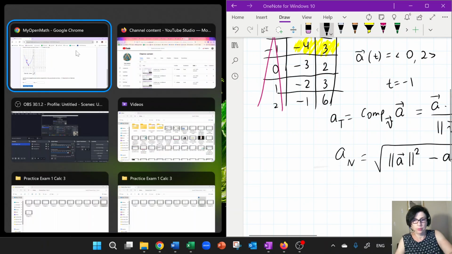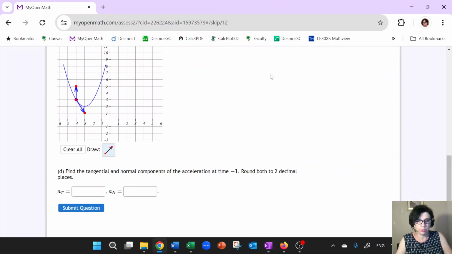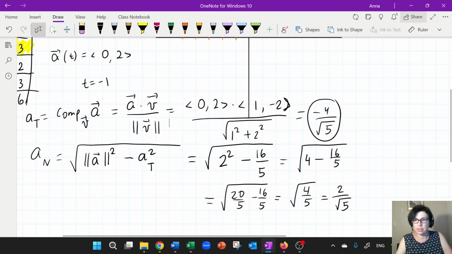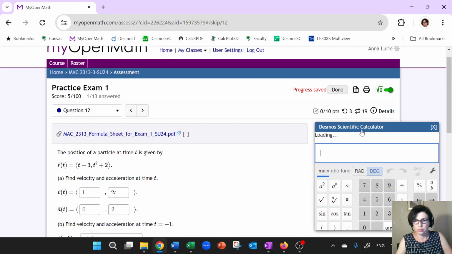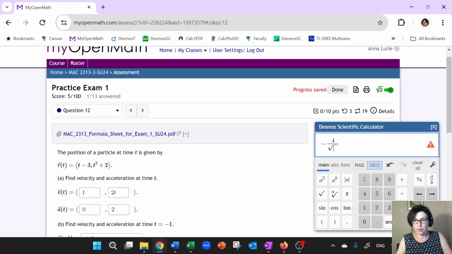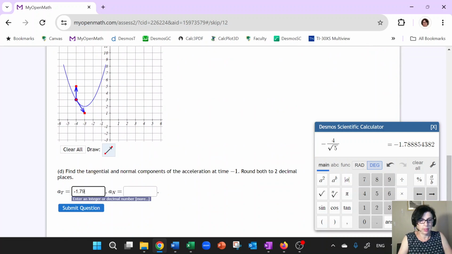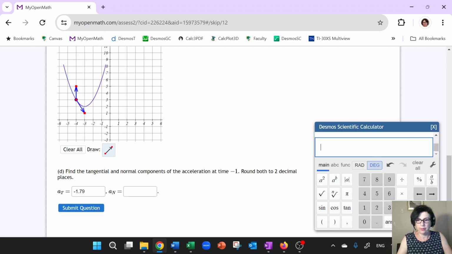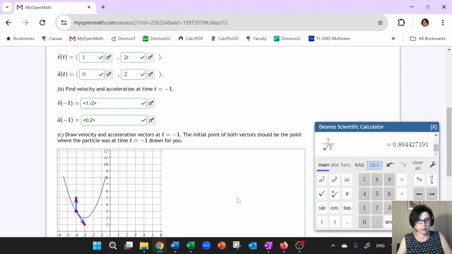Okay, so let's see if we can put that in. Oh, it wants us to round to 2 decimal places. So the tangential component was -4 divided by square root of 5. Let's go ahead and compute that to 2 decimal places. Okay, so that would be -1.79. And then the normal component, we got 2 divided by square root of 5, and that is 0.89. Let's see if that's correct. Yes.